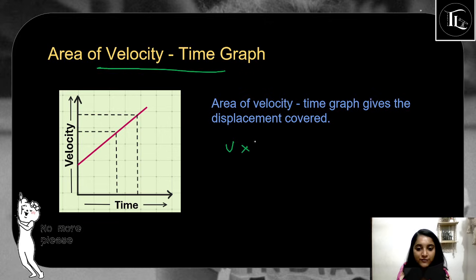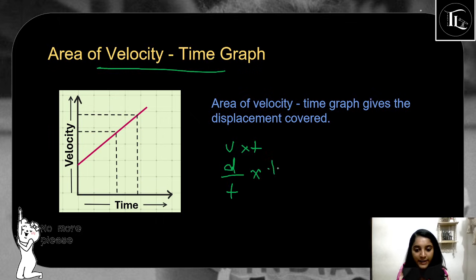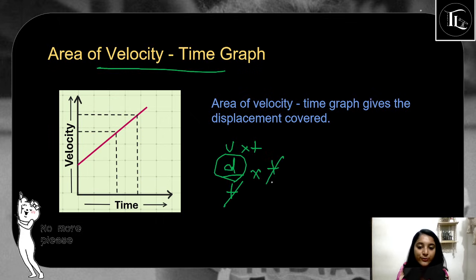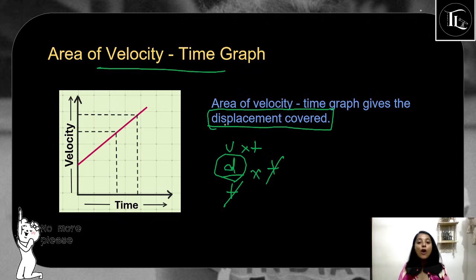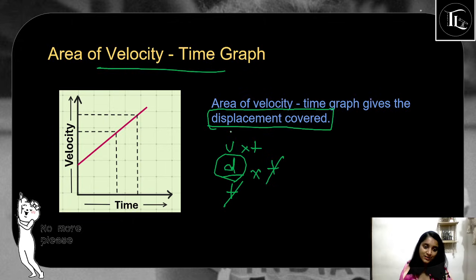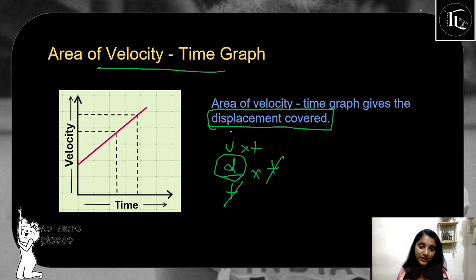So if I have to say it is velocity into time, velocity I can write as displacement by time. So time gets cancelled and you are left with only displacement. That means the area of a velocity time graph gives you the displacement. So if the question gives you the graph and asks what is the distance covered in a speed time graph, or what is the displacement covered in a velocity time graph, you just have to find the area under that graph and you will get it.